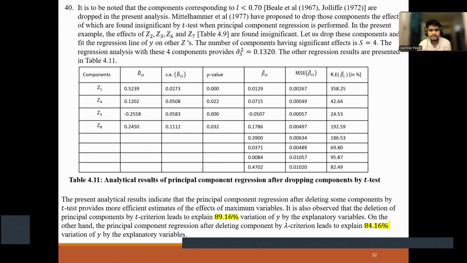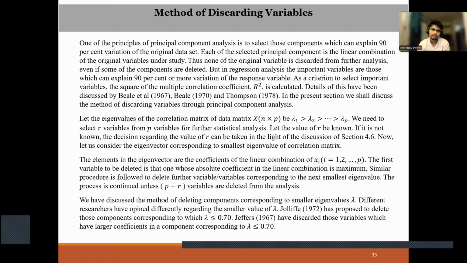And here is the result: these four components by the t-test criterion explain 89.16% of the variation of Y by the explanatory variables. The principal component regression after deleting components using the lambda criterion leads to explaining 84.16% of the variation of Y by the explanatory variables. This is the method of discarding components.